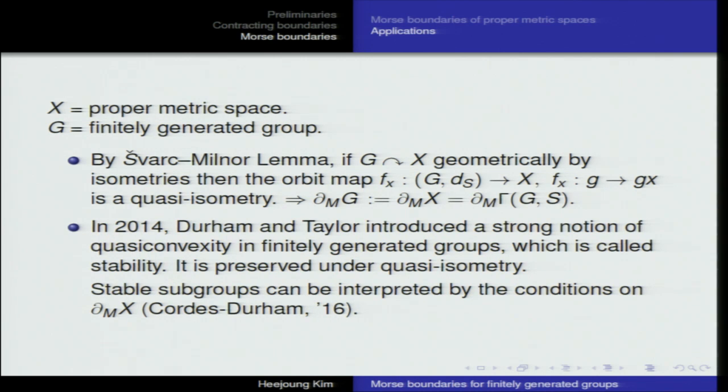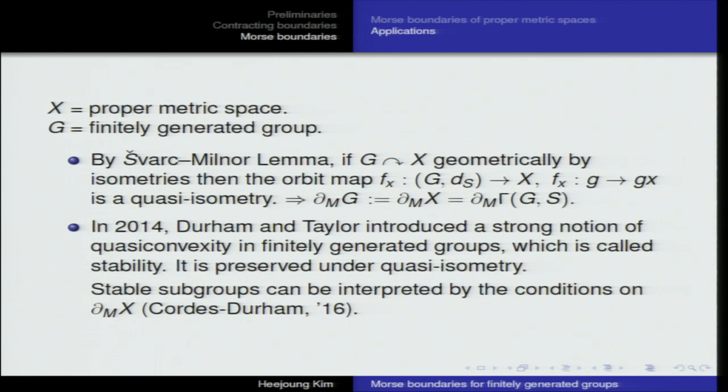In 2014, Durham and Taylor introduced a strong notion of quasi-convexity in finitely generated groups, which is called stability. It is preserved under quasi-isometry. That is a good one. Actually, stable subgroups can be interpreted by a condition on the Morse boundary. So if we understand the Morse boundary better, then we can understand stable subgroups better.